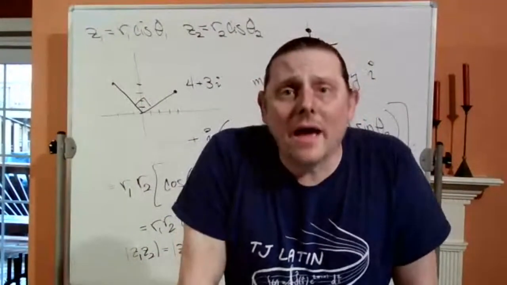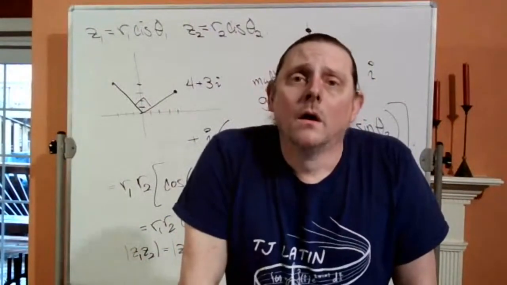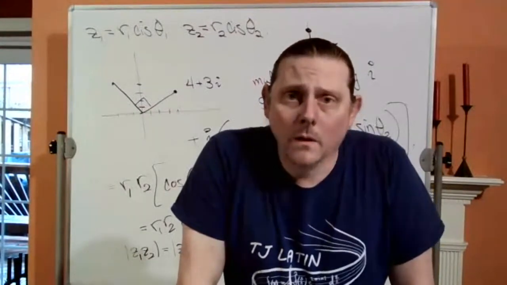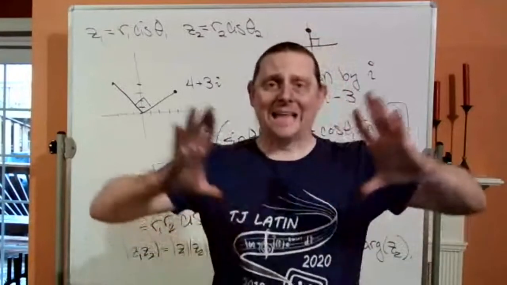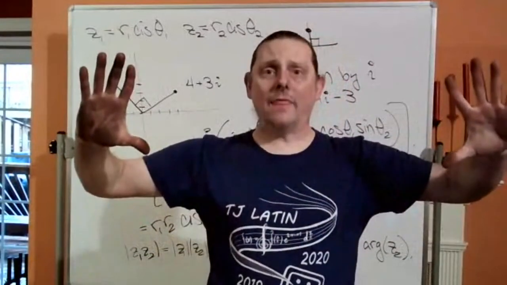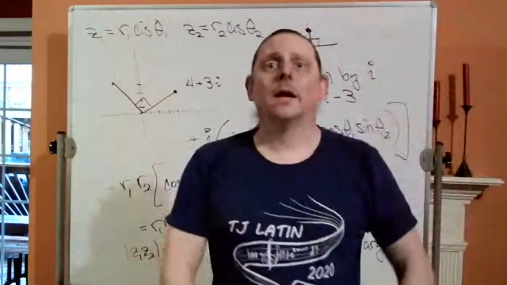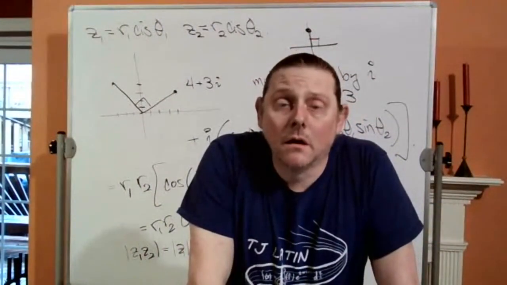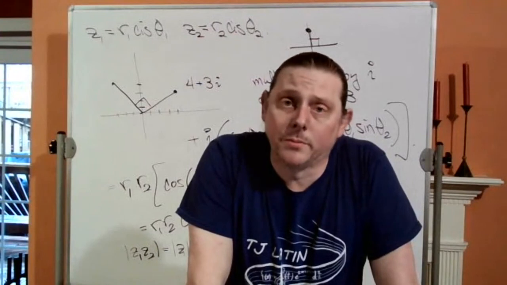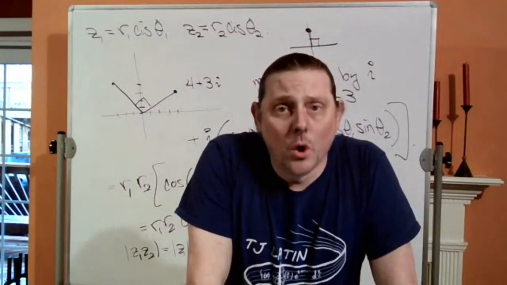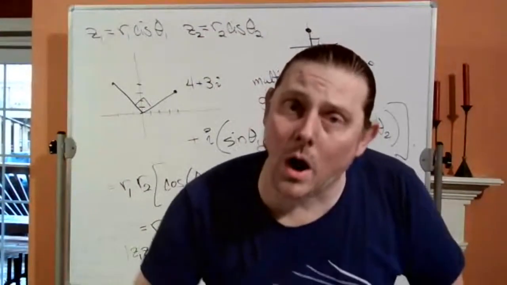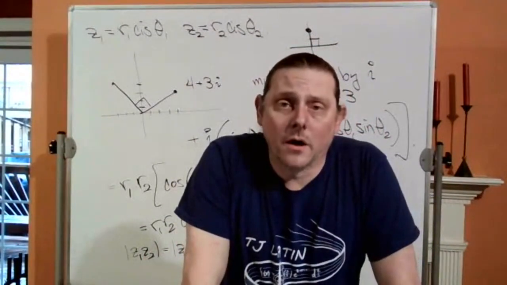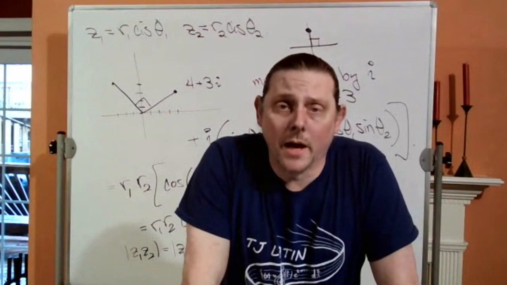And that's true of every complex number. All right? Multiplying by a complex number first dilates and then it rotates. It dilates by a factor of the modulus of the complex number you're multiplying by, and it rotates counterclockwise by the argument of the complex number you're multiplying by.